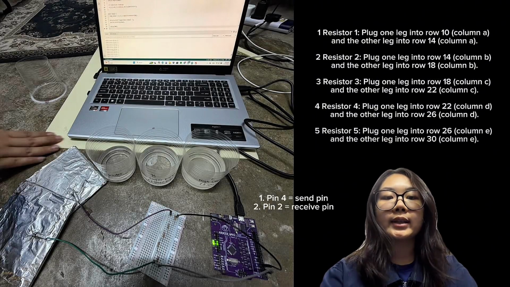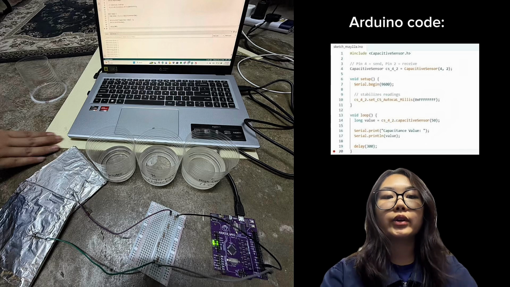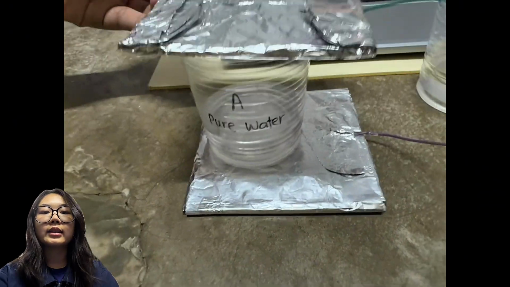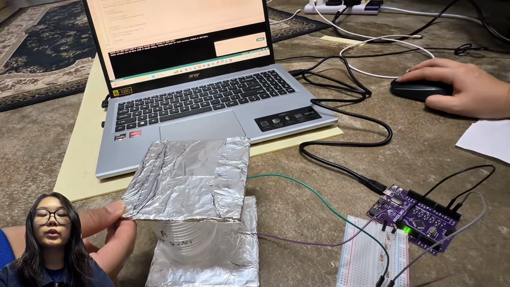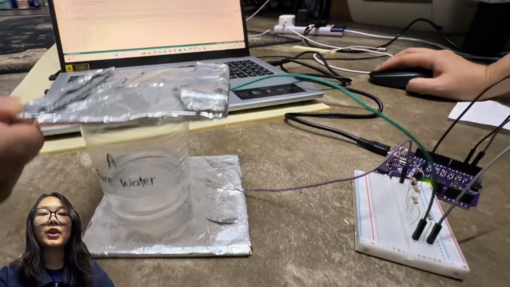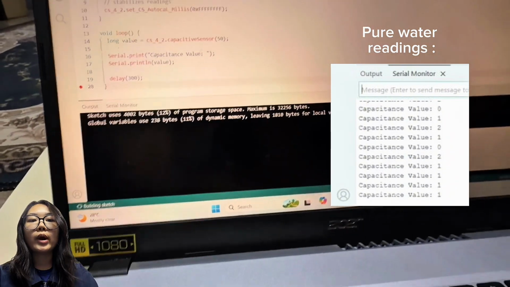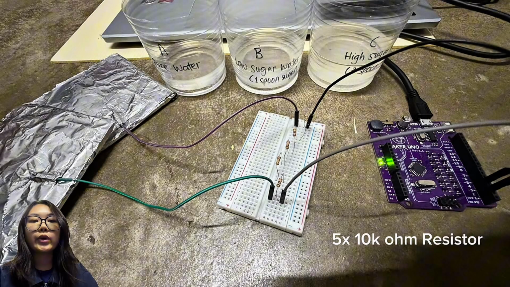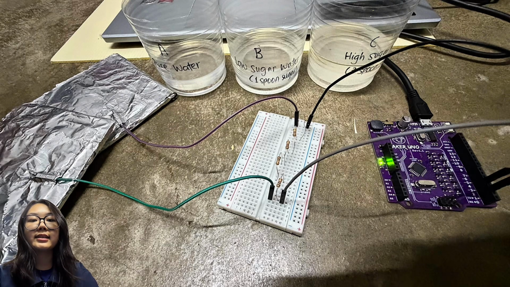Next, we connect all the components on the breadboard and connect the Arduino to the laptop using the USB cable. Then we paste the Arduino code into the Arduino IDE and upload it to the Arduino board. The aluminum foil acts as the sensing electrode. When the liquid is placed between the foil plates, the Arduino detects different capacitance values based on the sugar concentration. Pure water gives the lowest reading, while low sugar water and high sugar water give slightly higher readings. In this project, we use 5 units of 10 kΩ resistor. However, lower resistance makes the sensor less sensitive, causing smaller differences between the readings.